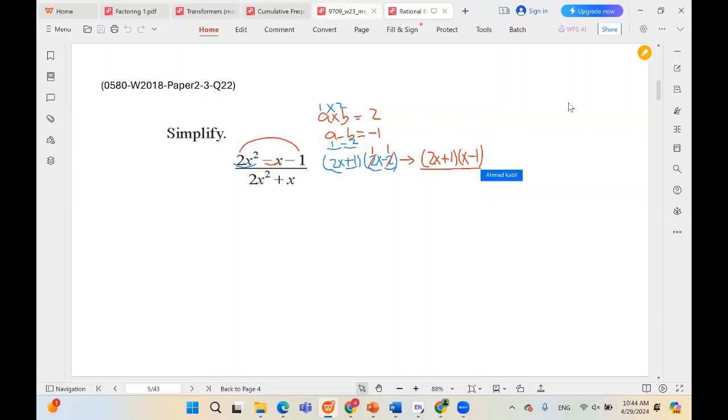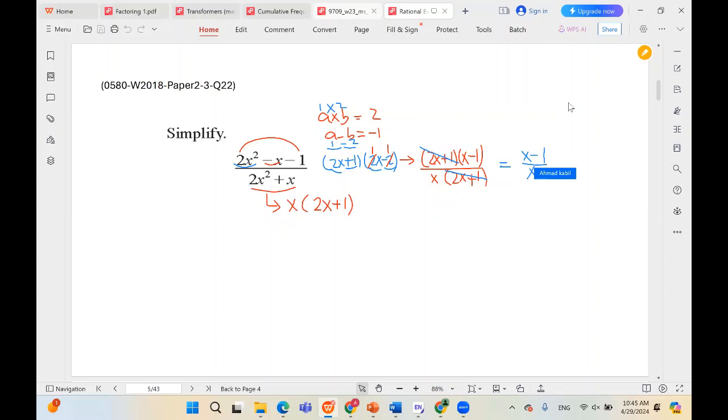Now this is divided by this expression here. This can also be factorized with a common factor. So you can take x out and you'd be left with 2x plus 1. So you have x times 2x plus 1. Having factored things out, you can now cancel the same bracket together, and you can write the final answer as x minus 1 over x.